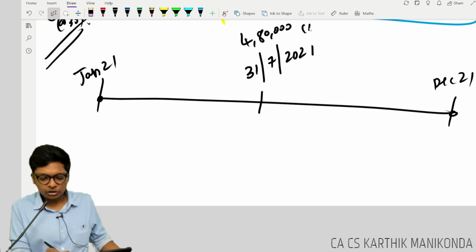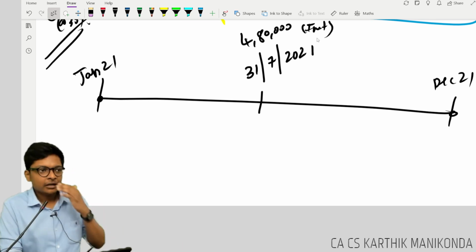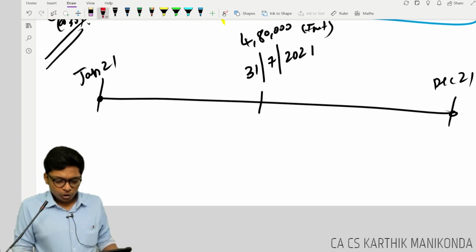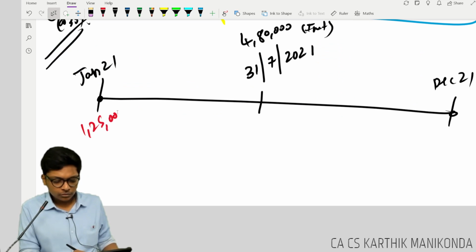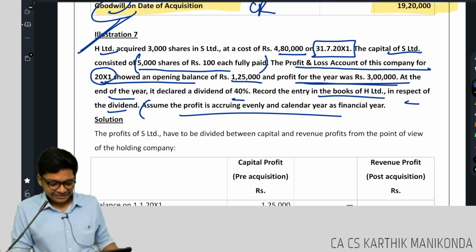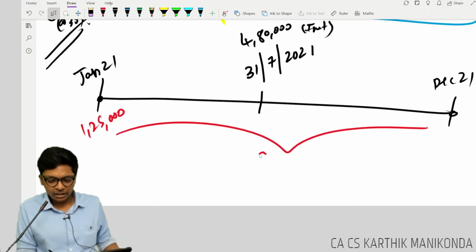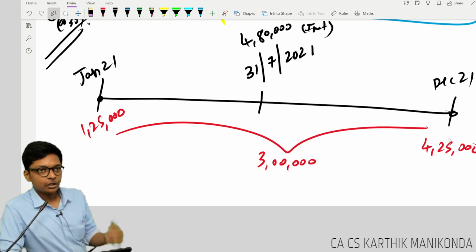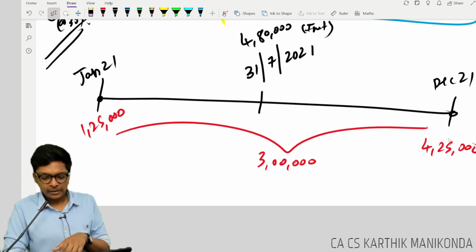4,80,000, which is my cost of investment, which anyway will only be reduced by pre-acquisition profits. They have told beginning of the year profit was 1,25,000 and profit for the year is 3 lakhs. That means whole year I earned 3 lakhs. So closing profit is 4,25,000. Correct? Closing. Are you able to follow, guys?